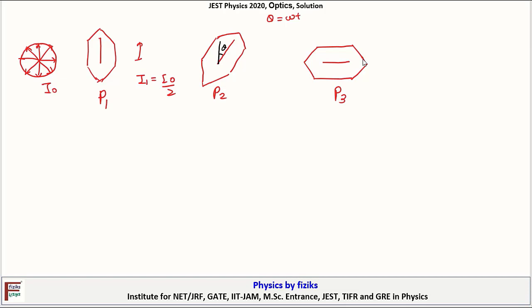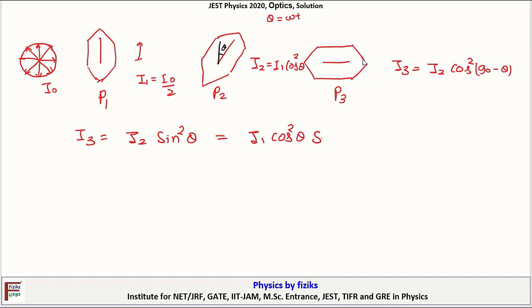The component of light passing through P2, I2, would be I1 cos square theta. And for P3, I3 would be I2 cos square of 90 minus theta. So only the vertical component would be passing through it. So the intensity after emerging from polarizer P3 would be I2 sin square theta, where I2 was I1 cos square theta into sin square theta, and I1 was I0 by 2, giving I0 by 2 cos square theta sin square theta.